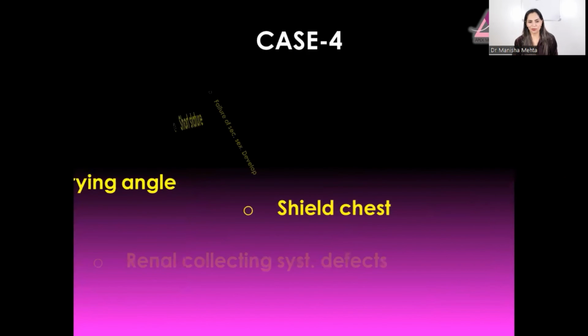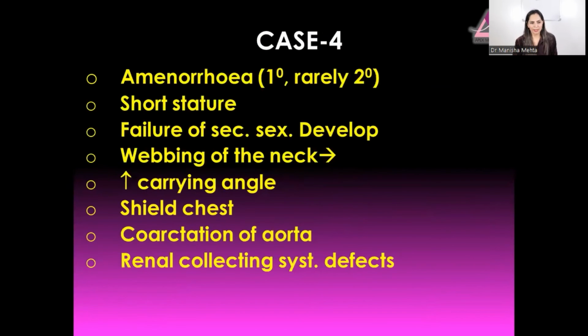So this is case 4. Let's go case-wise only. This is another case where there is amenorrhea. It could be primary or secondary. Stature is short. Usually secondary sexual characters are not there, but sometimes you see them also. There is webbing of the neck, increased carrying angle, and the chest is shield-like. Yes, I am talking about Turner's syndrome.